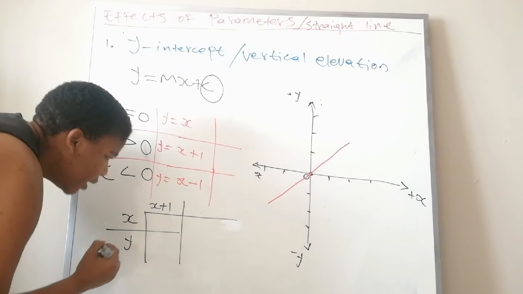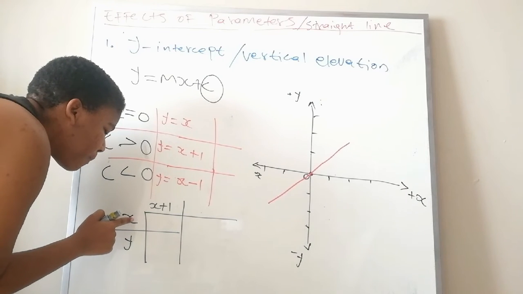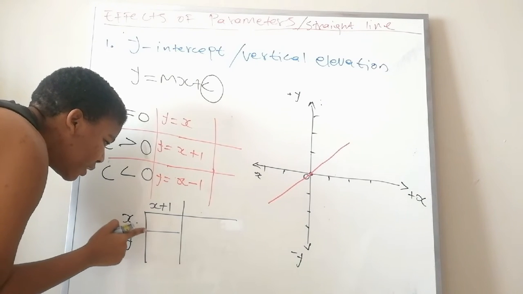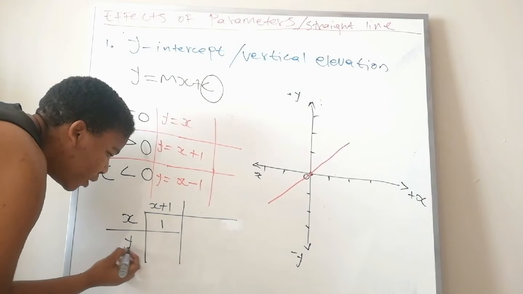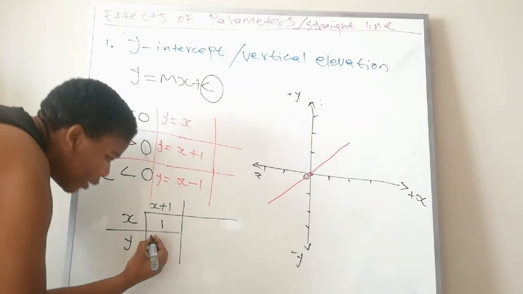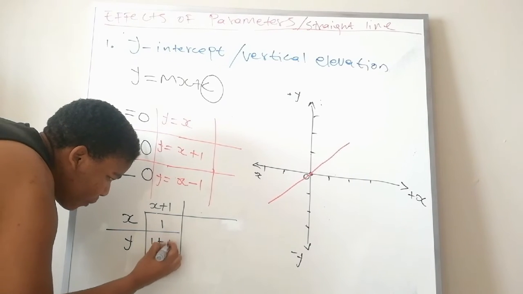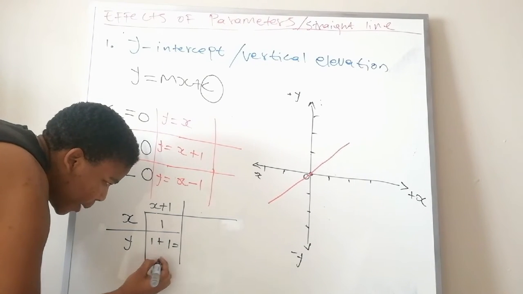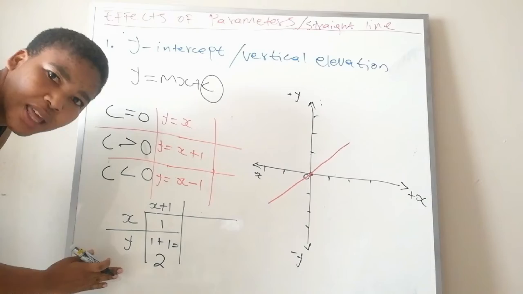If I put my x, let's say my x is 1, for me to get my y, I will have to say 1 plus 1. So my y is 1 plus 1, then I know that my y is 2. Something like this.